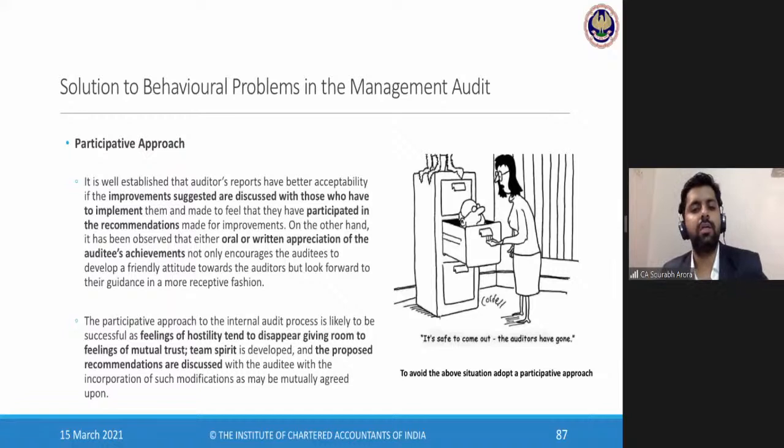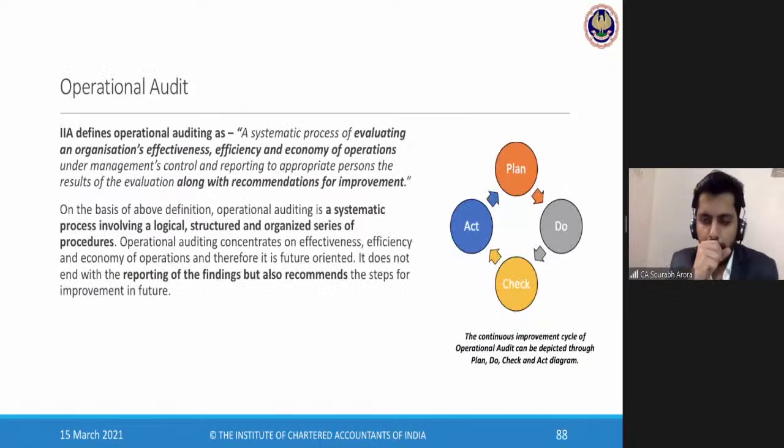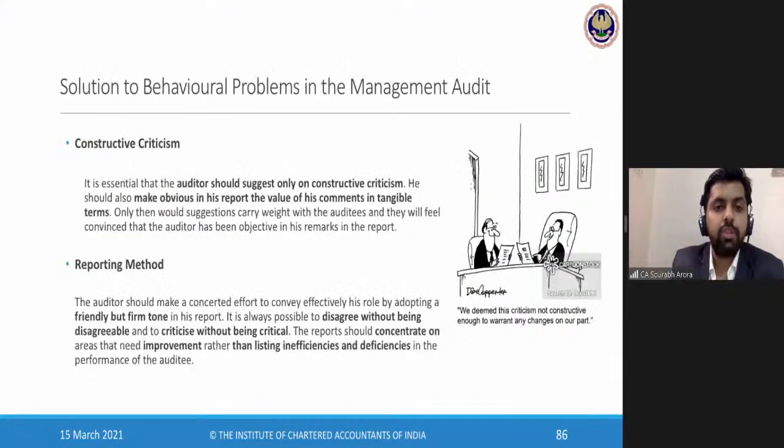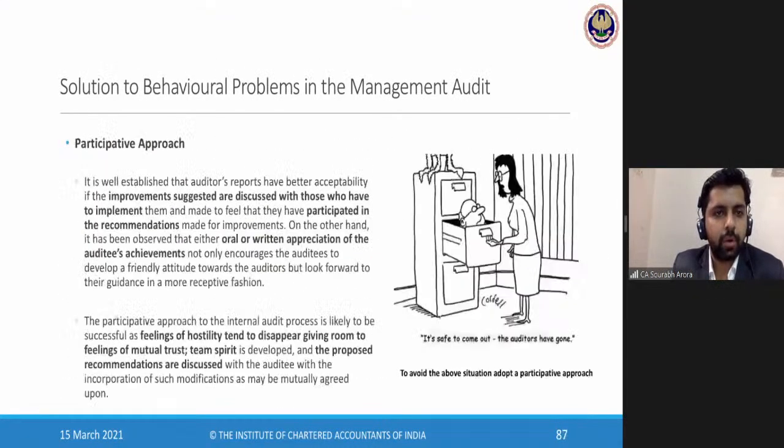And you should issue oral or written appreciation of auditees' achievements also, and not just be critical of their performance all the time. The participative approach of the internal audit is likely to be successful as feelings of hostility tend to disappear, giving room to feelings of mutual trust and team spirit, and the proposed recommendations are discussed with the auditee. Excuse me. So this is all about the management audit.